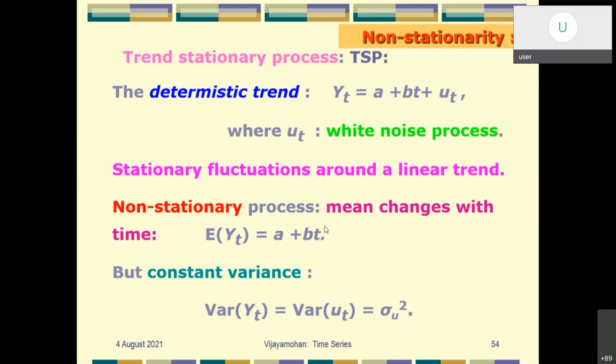Now, remember the trend stationary process and the difference stationary process. For the difference stationary process with a constant, all the characteristics, mean, variance, and covariance, are functions of time. But for a trend stationary process, variance and covariance are independent of time. That is, covariance stationarity is met. The only problem is with the mean. Mean is a function of time. But if we do not have a constant, then also we will have the mean in terms of the trend. So remember the difference between TSP and DSP.